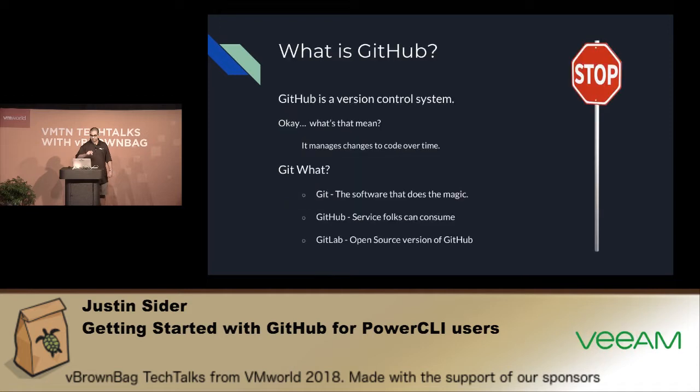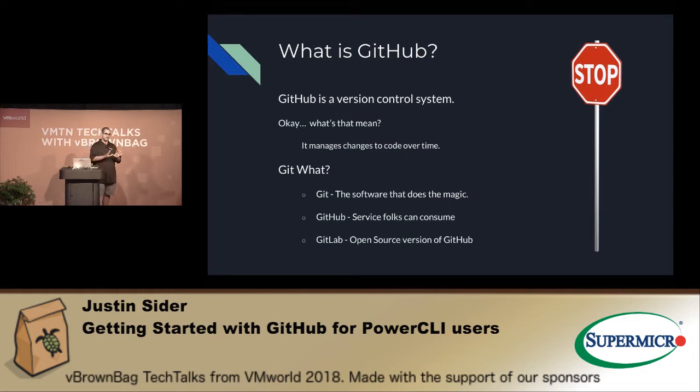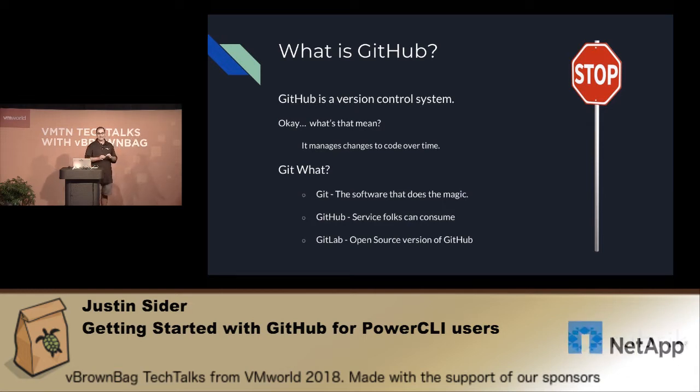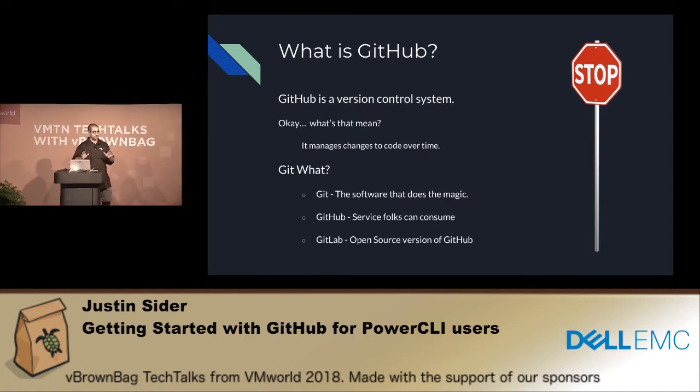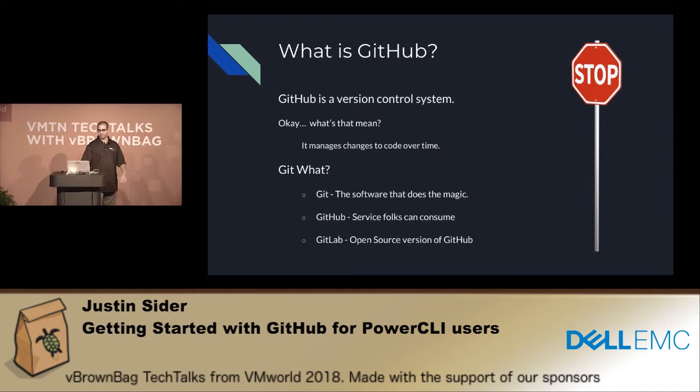So here we go. GitHub is a version control system. All that means is it tracks changes over time, and it does it in small increments. Just to be clear, Git is software, GitHub is a service, an external service you subscribe to online, and GitLab is something you can actually download and run internally. There is a difference, and everybody uses them interchangeably. So take a look at that in the future so that you're not confused.